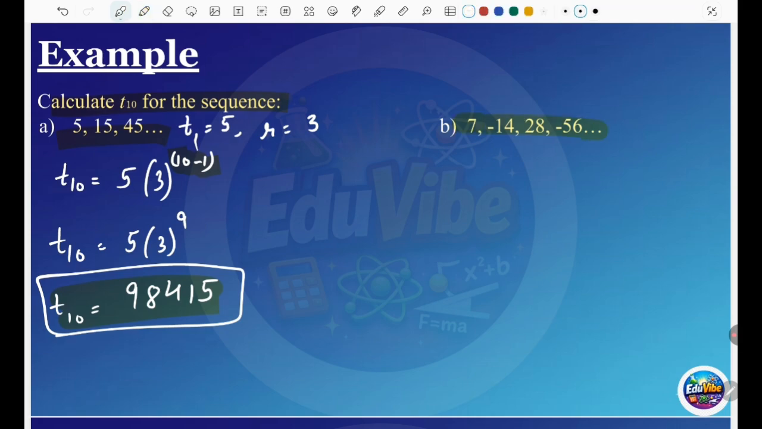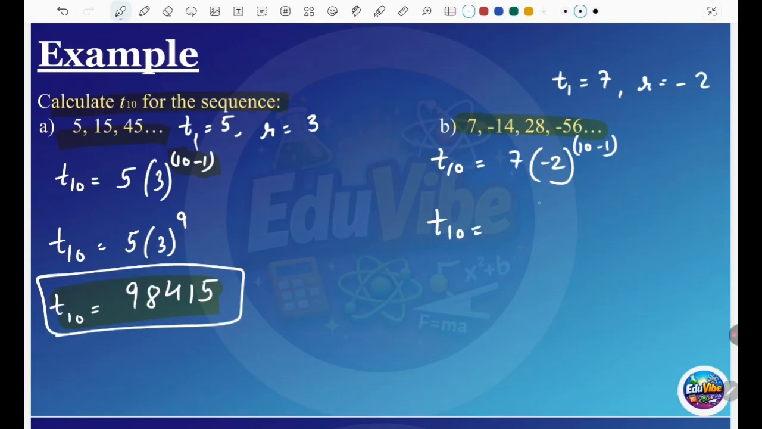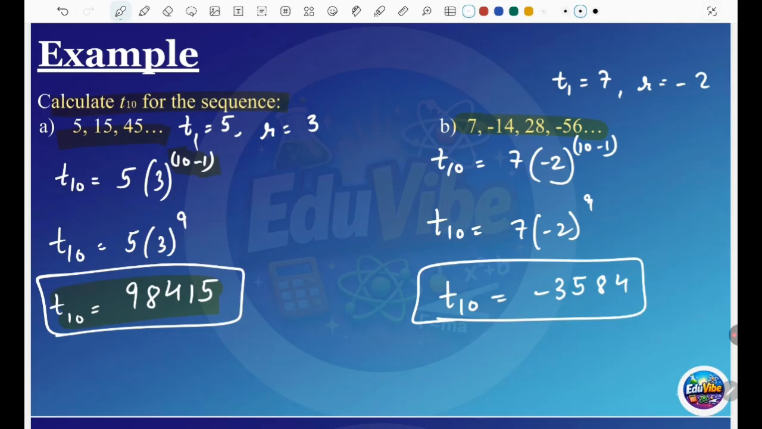Now we have this next sequence. Your T1 is 7, and what's r? Minus 14 divided by 7, you get minus 2. So r can sometimes be negative. T10 is equal to 7 times minus 2 raised to the power 10 minus 1, which is 9. When you solve this, you get minus 3584. The nth term can be negative or positive. So that's your answer for the second sequence.